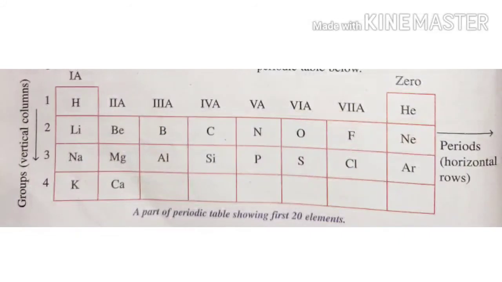This table shows the part of the periodic table which contains only 20 elements. All the elements are arranged in horizontal rows called periods, and the vertical columns are called groups. The groups are denoted by the letters first A, second A, third A, fourth A, fifth A, sixth A, seventh A, and the last group, 0 group. The periods are numbered as 1, 2, 3, 4 and onwards.